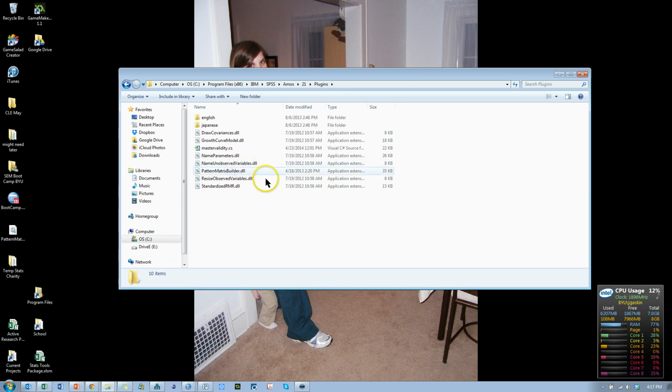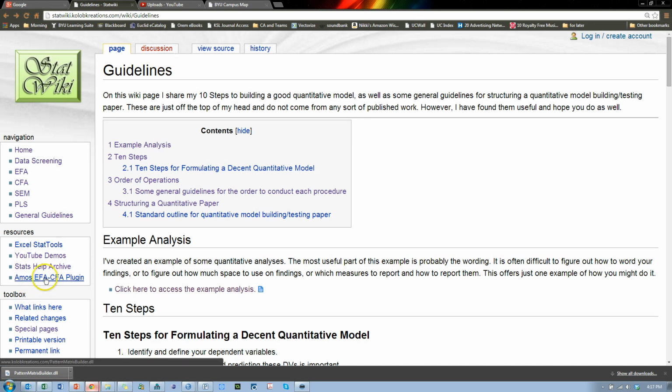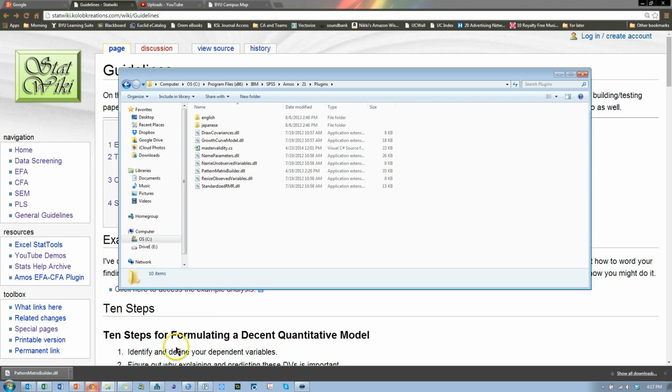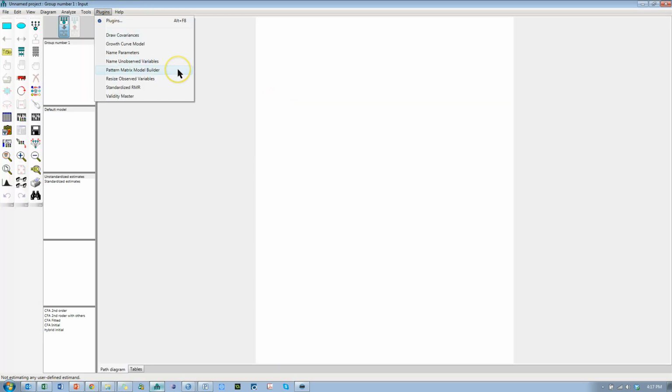I already have it in there, so I'm not going to drag it in. What this does is creates a new plugin for you, a new program that will run on your Amos software, which is awesome. Saves so much time. Jake, we can find this where? On my StatWiki, right here on the left column, and there's a video that shows you how to do all this and how to install it. So once you do that, if you close Amos and reopen it, it'll show up in this plugins menu as Pattern Matrix Model Builder.